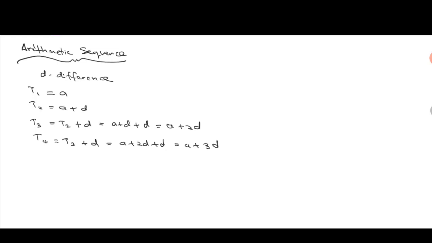Okay, let's look at the coefficient of D in each of the terms here. So we have the first term, the second term, the third term, and the fourth term. In the first term, there is no D, so the coefficient of D is 0. The coefficient of D in the second term is 1, in the third term is 2, and in the fourth term is 3.